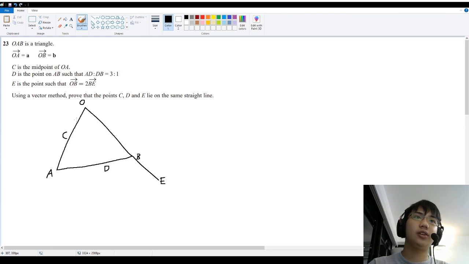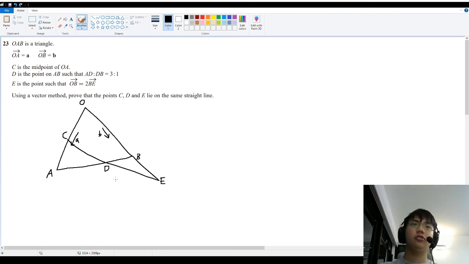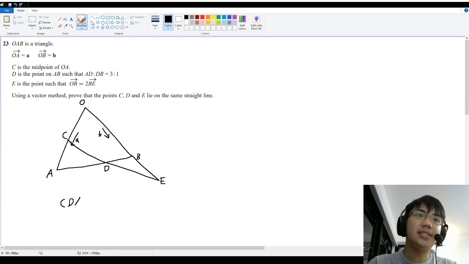Let's just write down the vectors for good measure as well. So this direction is vector a and this one is vector b. So to prove that the points C, D, and E lie on the same straight line, we state that CD and DE are parallel. They must be parallel in order for CDE to be a straight line.